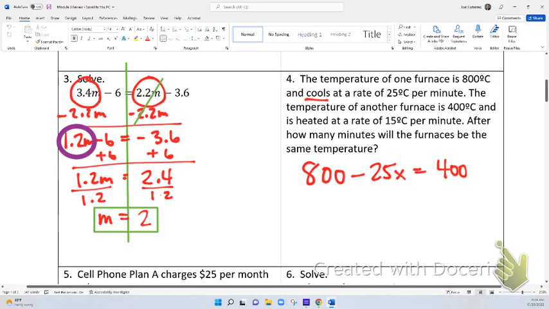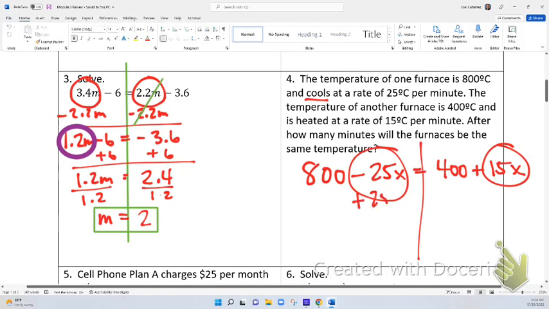So just think of temperature outside, right? If something's heating up, it means that it's going up. So that's a plus sign. And then this one is changing at 15x. So after we do that, we just solve like we have been doing. So this is a negative 25, this is a positive 15. A negative 25 is going to be smaller, so we are going to add 25 x's to both sides.